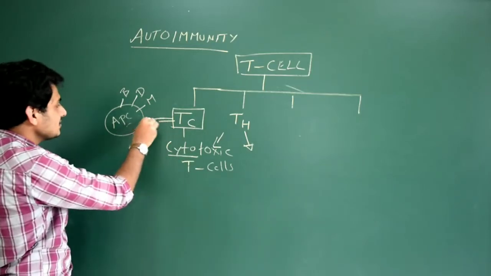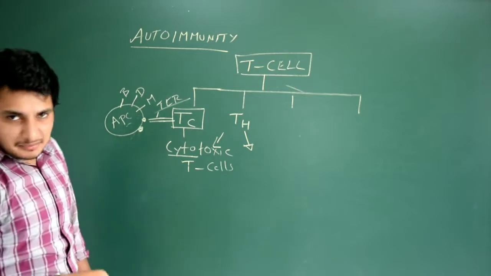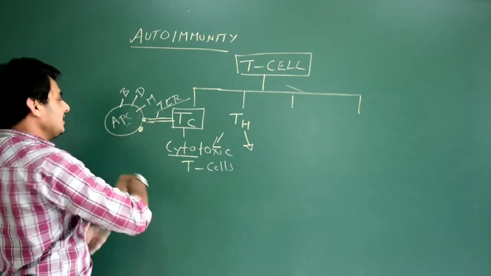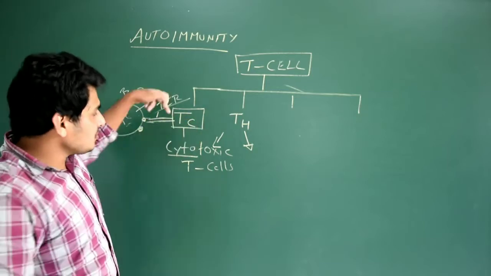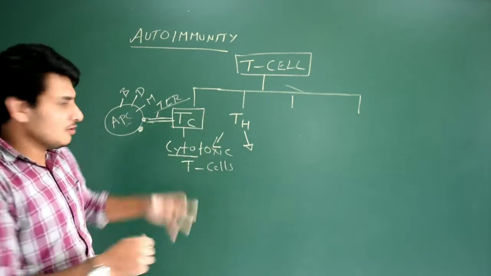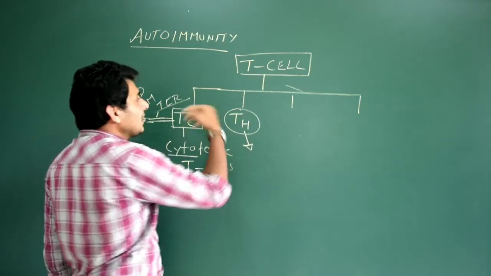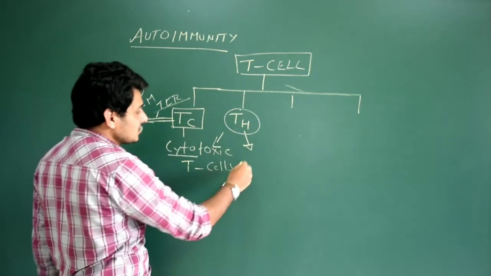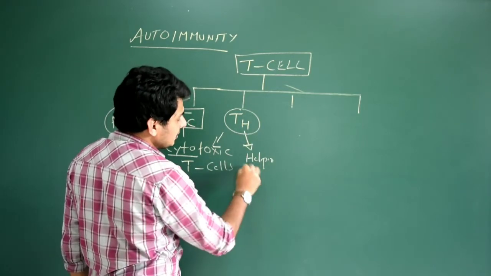These TC cells have TCR. What is TCR? T cell receptors. They are going to bind to this and then neutralize it. This is actually the mechanism, and for this mechanism we need help. So cytotoxic cells require help from another type of T cell, that is TH cell, called helper T cells. H means helper T cells.